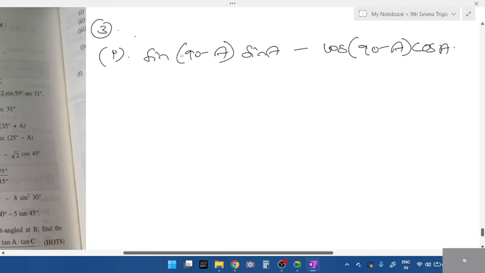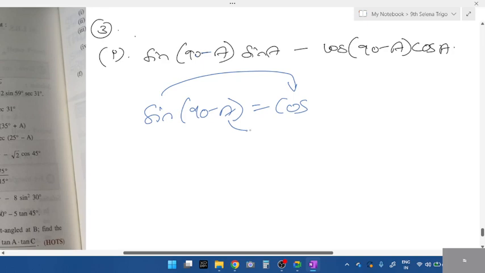Okay, what is sine 90 minus A? Andrea, what is sine 90 minus A? What is the concept I told you? Sine 90 minus A is equal to cos. What is the complementary of sine? Cos what? What is this angle? Cos A.